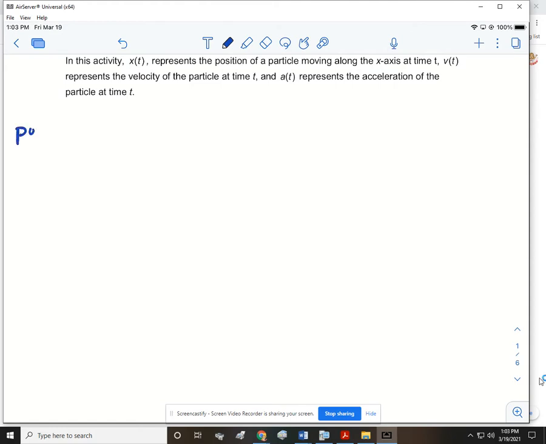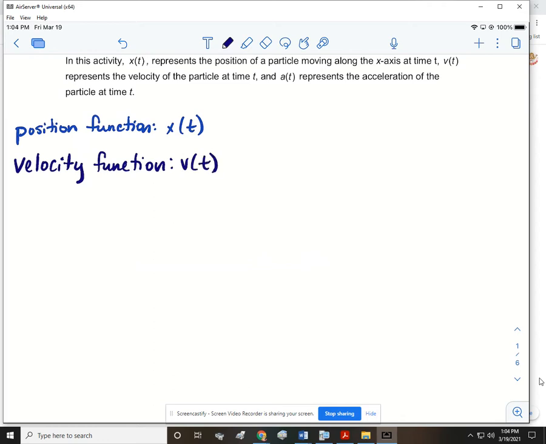But the position function in this activity is going to be x of t. Now, position functions in other activities, it could be y of t if the particle is moving along the y-axis, or s of t also. The velocity function is almost always the same, represented by v of t. But if we want to use the position function, the velocity is the derivative of the position function.